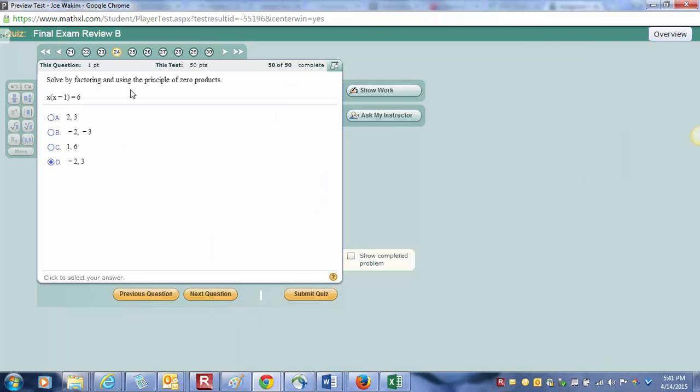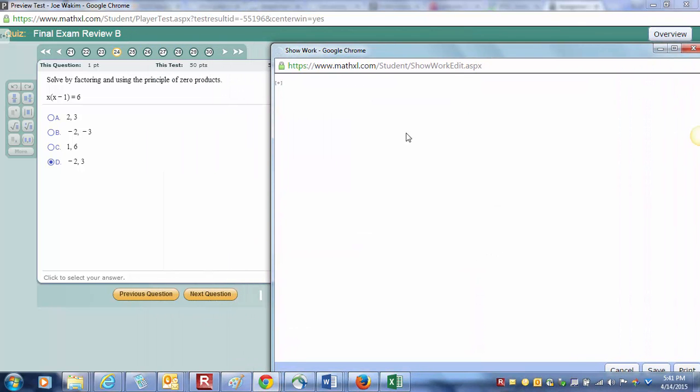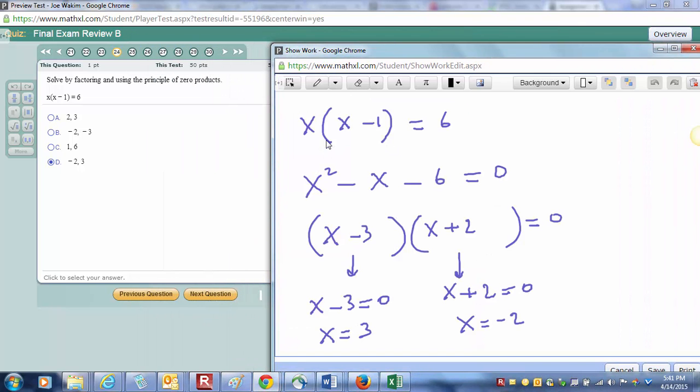Number 24, we want to solve. So to solve this equation, we have to distribute the x first. So that's the first thing we need to do. x times x is x squared. You add the exponents. x times negative 1 is negative x. Then you have a minus 6. Subtract 6 from both sides. You get minus 6 equals 0. This will go to 0.